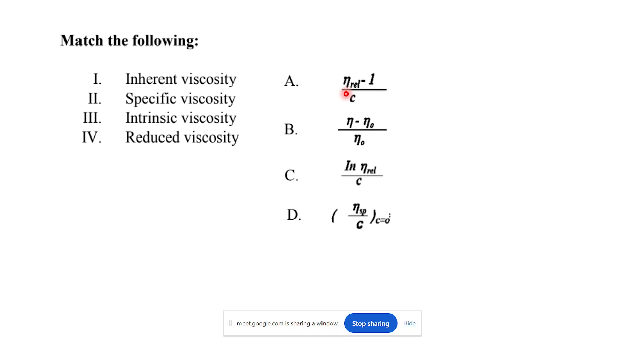Eta is the viscosity. Eta and eta 0, that is, it is your material at a different concentration, and eta 0 means it is at a very dilute condition. So from here you are getting different values. You see that relative viscosity is actually eta by eta 0. From there you will get specific viscosity, that is eta minus eta 0 by eta 0.